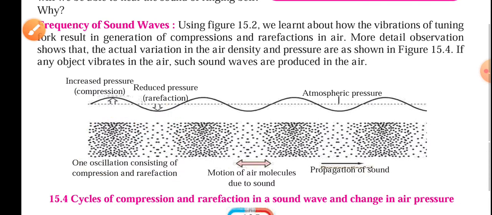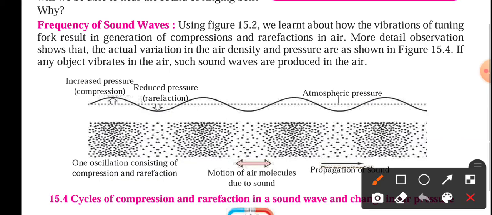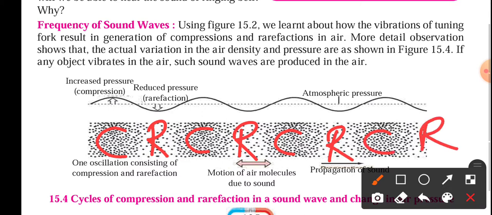If you observe, we have a complete set of compression, rarefaction, compression, rarefaction, compression, rarefaction, compression, and again rarefaction. So it goes on continuously. We have alternate compressions and rarefactions. This is what relates to the frequency of the sound wave. A sound wave traveling in the air produces continuous compressions and rarefactions.